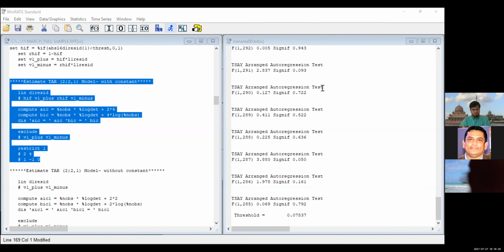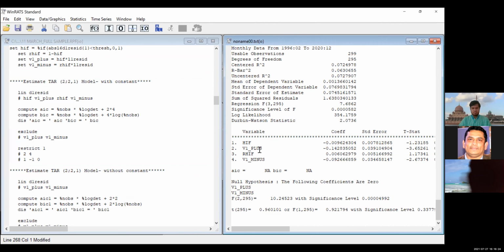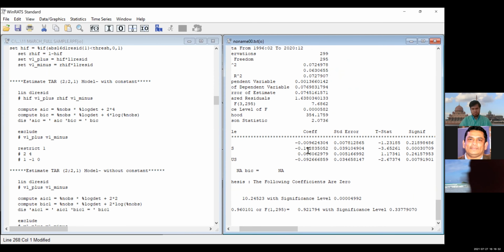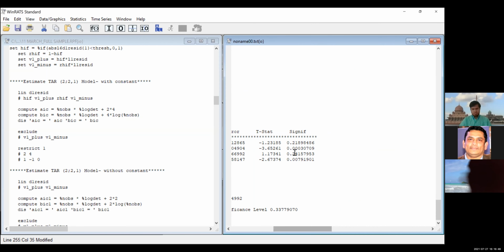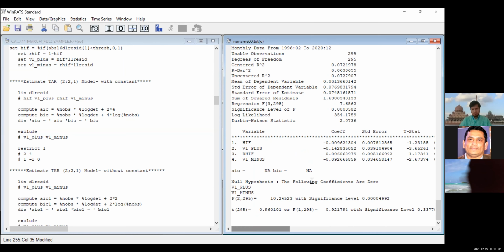And then again, based on this one, you see this error correction term was split into two different terms, and we see that they are significant and they are less than 0. So the value of this one, B plus, that's actually the error correction term I split into two different regions. So this coefficient is less than 0, this coefficient is less than 0, and they are both significant. And based on this, you can test the null hypothesis.